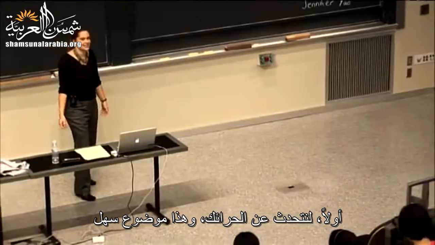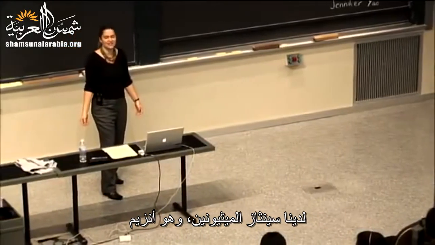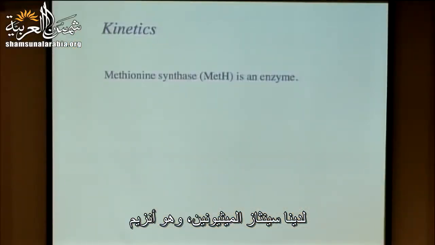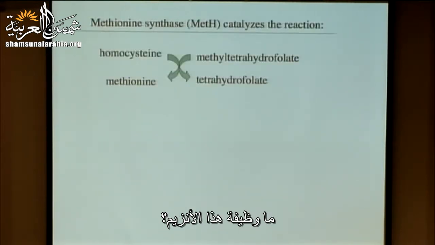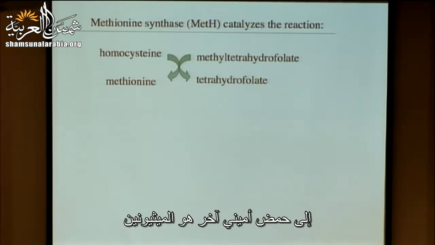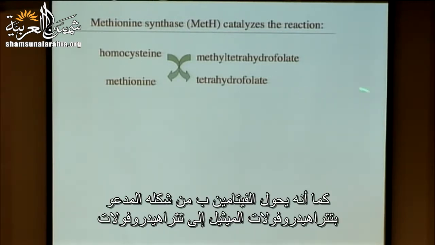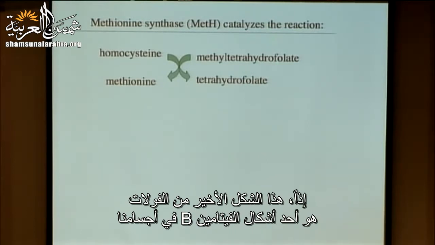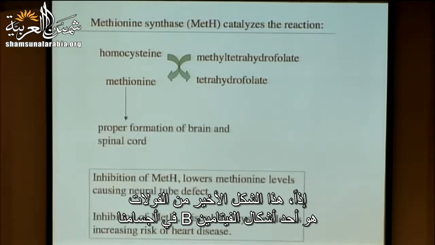So first, kinetics. This is easy. Methionine synthase, it's an enzyme. So what does this enzyme do? This particular enzyme converts an amino acid called homocysteine to another amino acid, methionine. It also converts the methyl tetrahydrofolate form of another B vitamin to tetrahydrofolate. So this folate is one of your B vitamins.